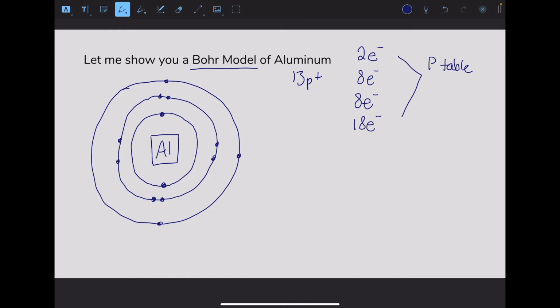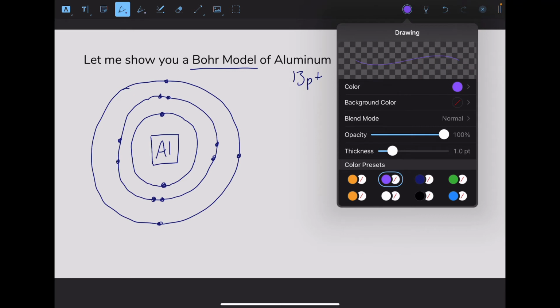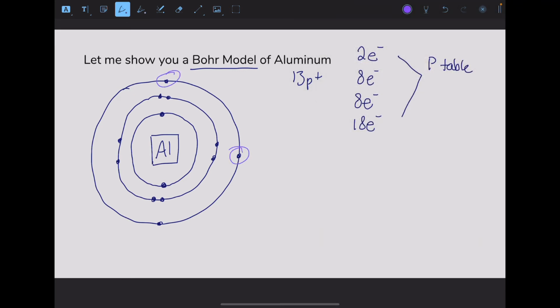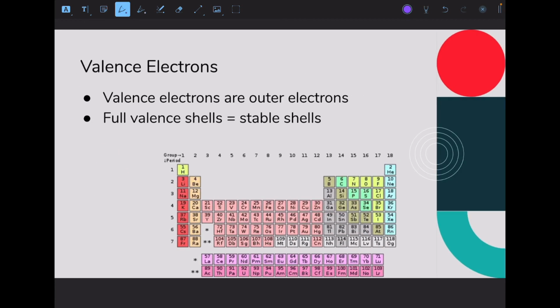And these electrons right here on the outside that I'm going to circle in purple, these ones are called valence electrons. All they are is just the outer electrons. And a full valence shell, a full shell on the outside of an atom, is going to be a stable shell. And that means that pretty much everybody, in order to be stable, is going to want 8 electrons. That's what we call the octet rule. Octet meaning 8 right there.